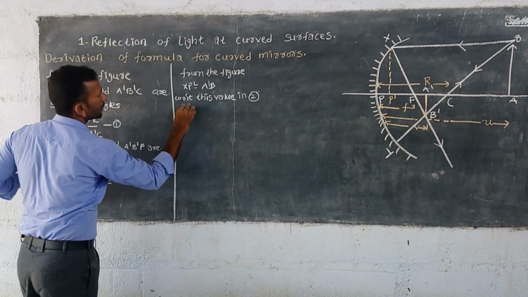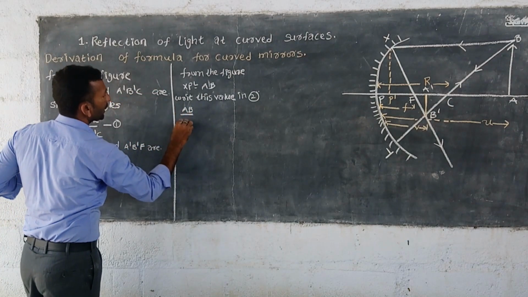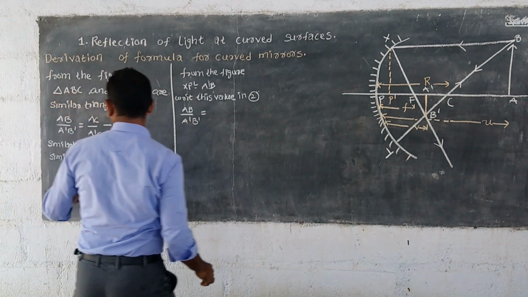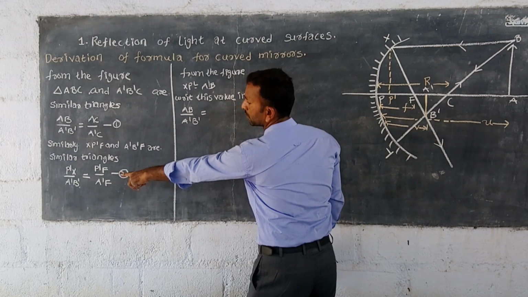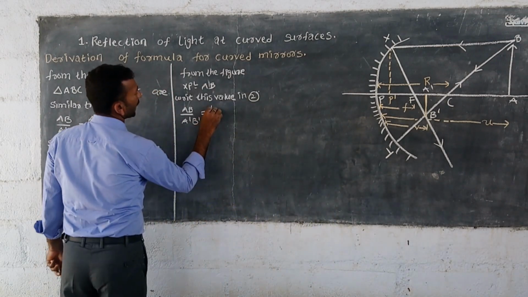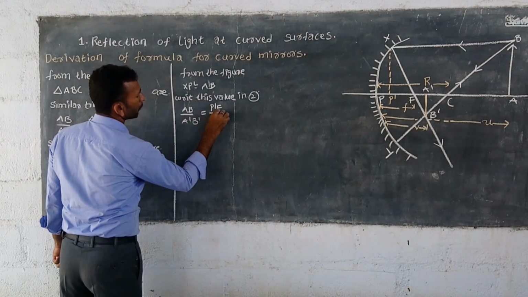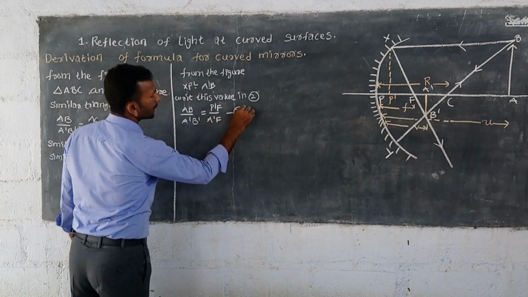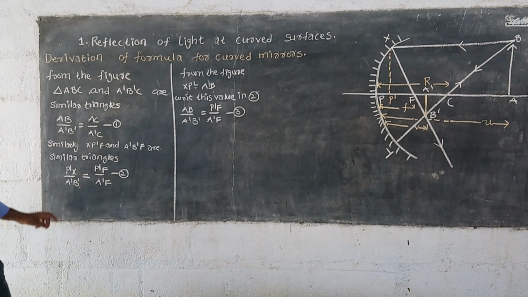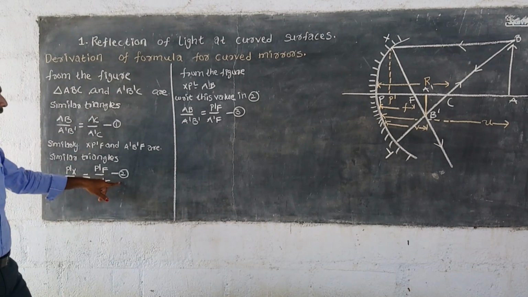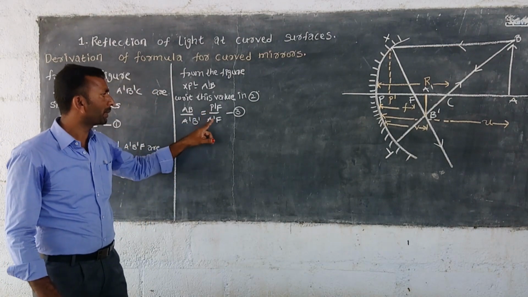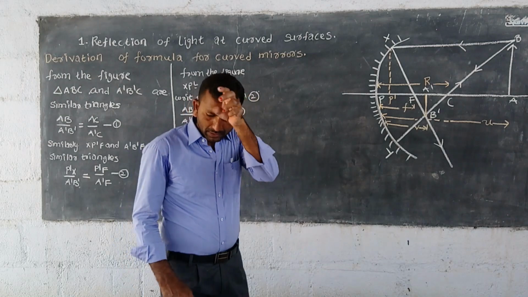We can write this value AB by A'B' equals P'F by A'F. Just think, this is equation 3. So we have substituted the XP' value in equation 2, and equation 2 becomes AB by A'B' equals P'F by A'F.